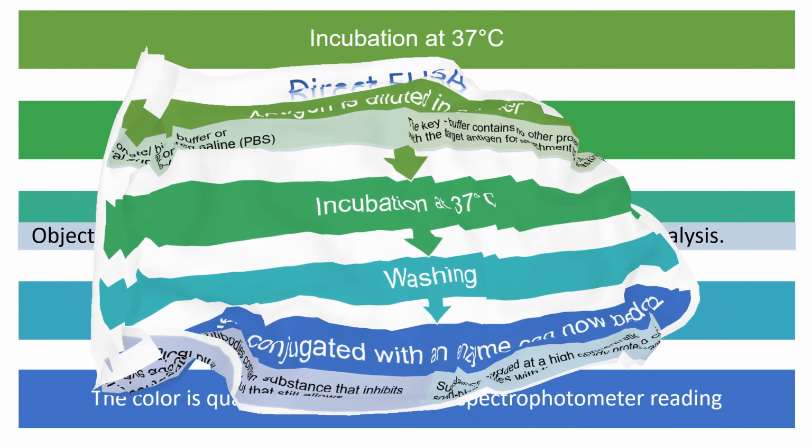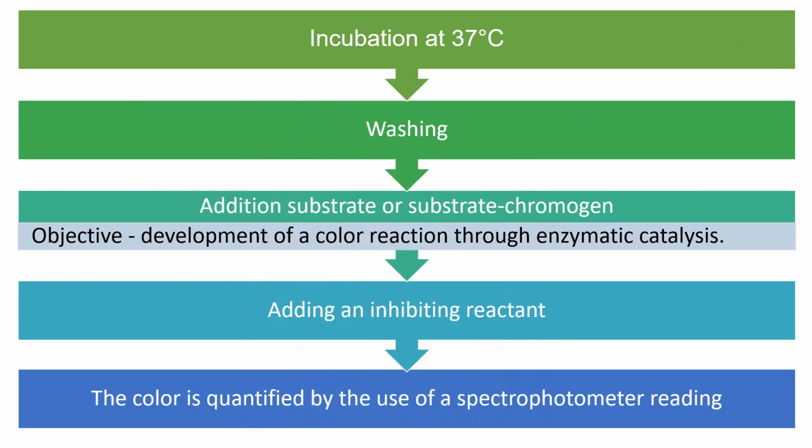Then again incubate at 37 degrees Celsius followed by washing. Now we add the substrate or the substrate chromogen. The objective here is to develop the color reaction through the enzymatic catalyst. After that we add the inhibiting reactant. The color is quantified by the use of spectrophotometer reading.